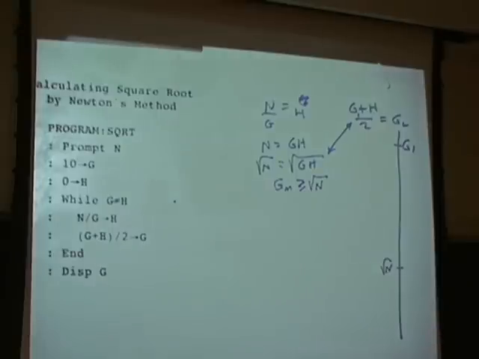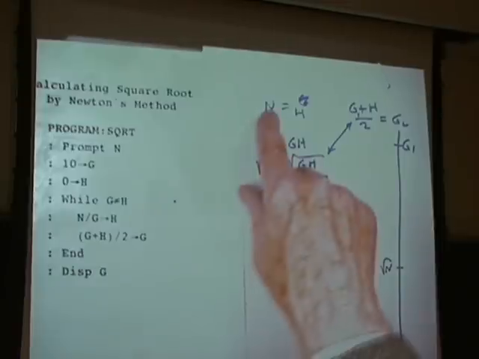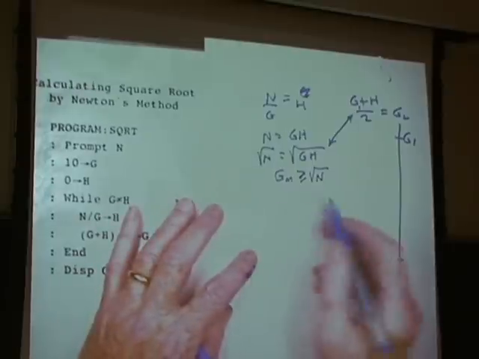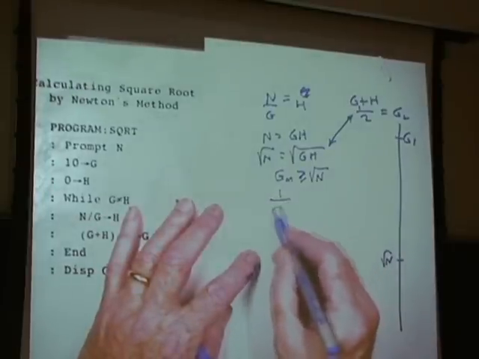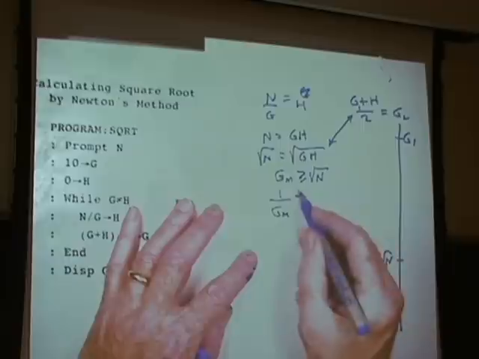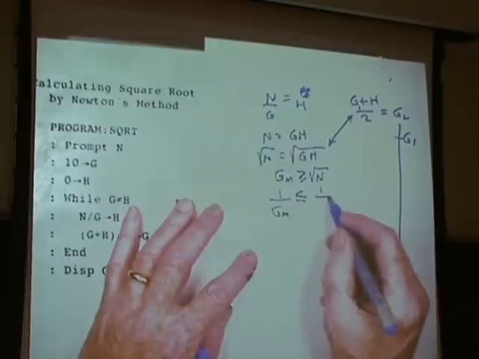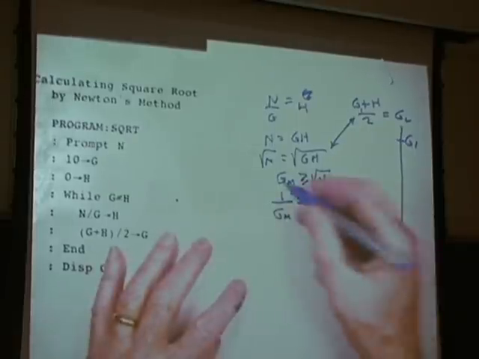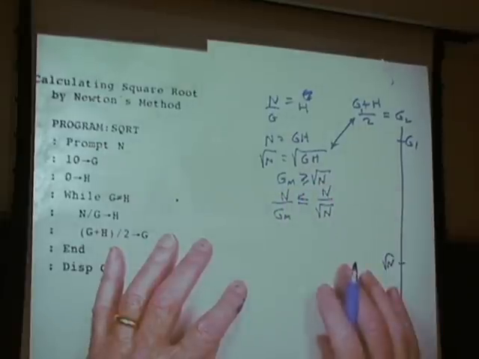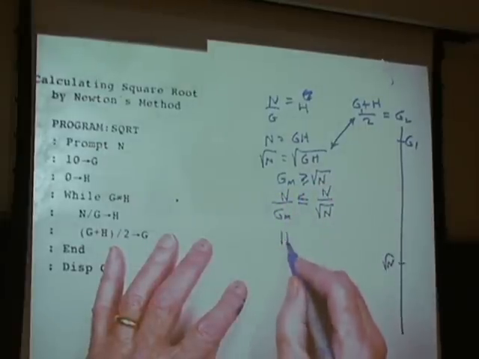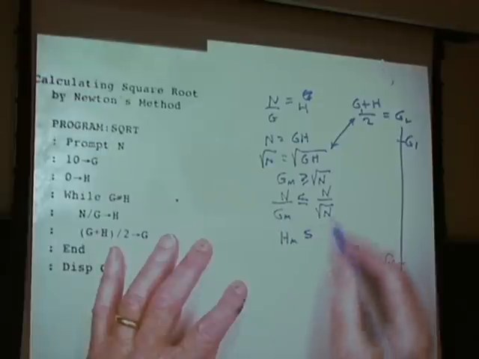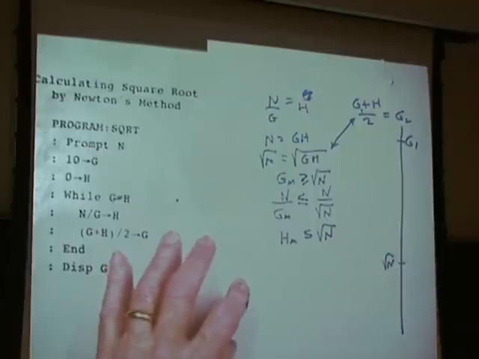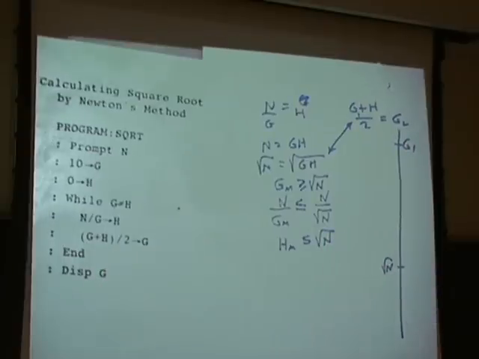What about the h that corresponds to that? Remember, that's the number you get when you divide n by a guess. Well, let's see what happens. I'm going to take the reciprocals here. And what happens to an inequality when you take reciprocals? It reverses, right? Okay? And if I multiply each side of that by n, the left side is h sub n, and the right side is square root of n. So when g is larger, h is smaller for every step.